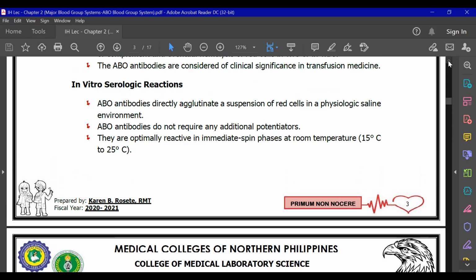Class, anyone? Anong sagot nyo? Nasa exam nyo to. In connection to your discussion natin sa agglutination, sa principles in agglutination. Anyone from the group? Why do ABO antibodies directly agglutinate a suspension of red cells, especially in a physiologic saline environment? Remember, we have the zeta potential, the repulsive force present in a physiologic saline environment. Tama? Bakit ganito yung statement? ABO antibodies directly agglutinate a suspension of red cells in a physiologic saline. Anyone?